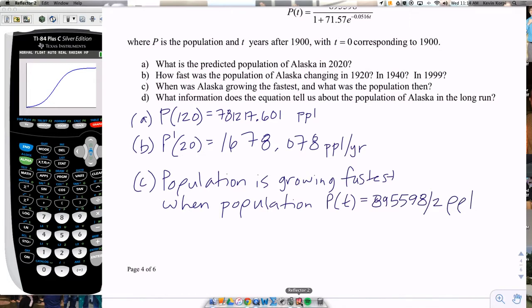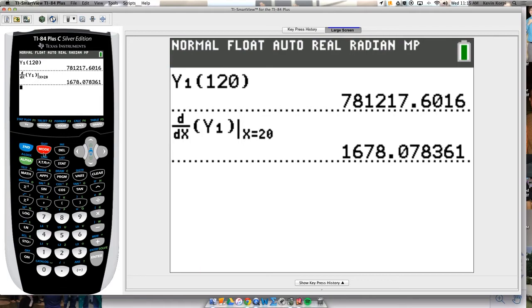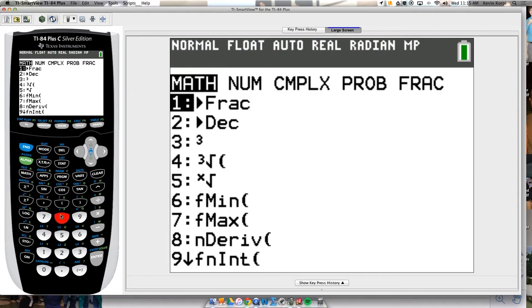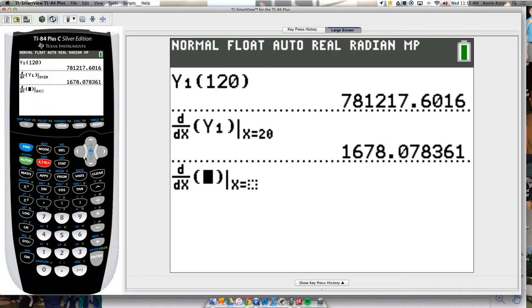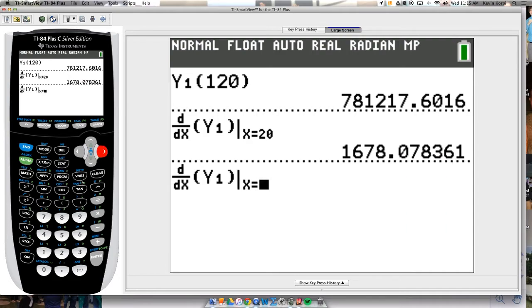And we want to know how fast is it growing at that moment. So we do it again from the home screen. We hit math number 8. We can recall it if you want. Alpha trace number 1. And then you can actually just type it in right there. 8,95598 divided by 2.